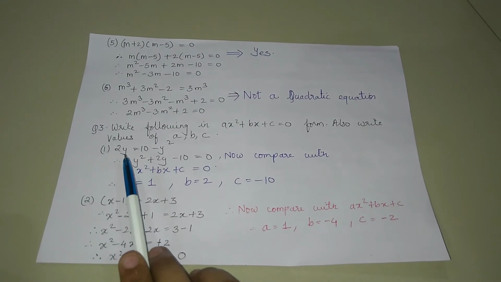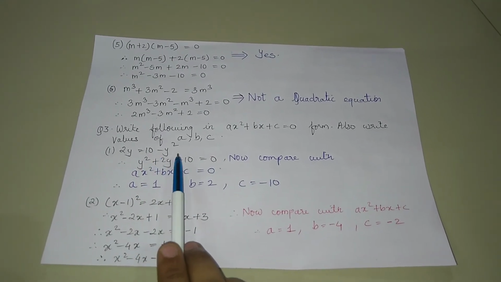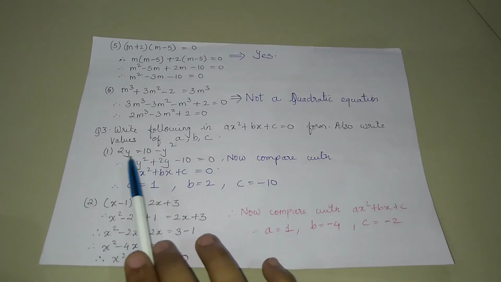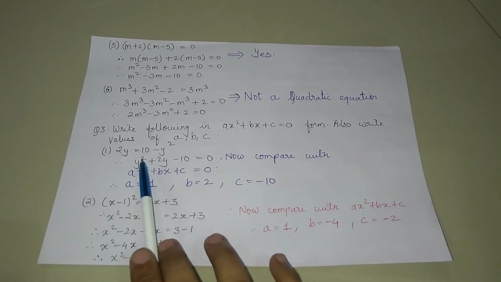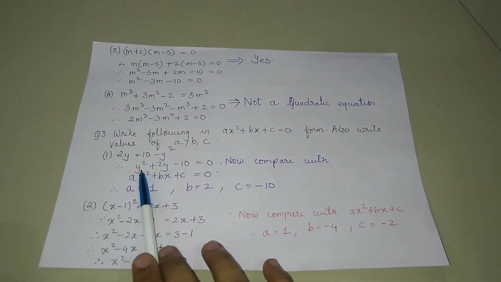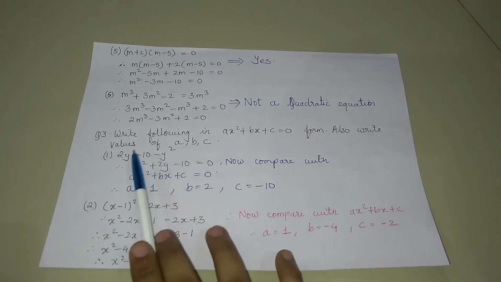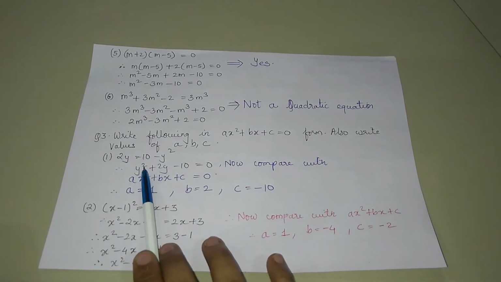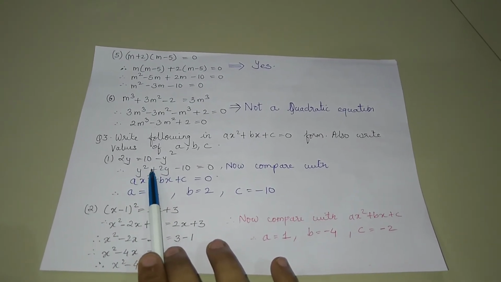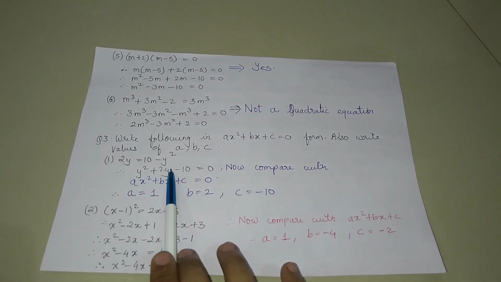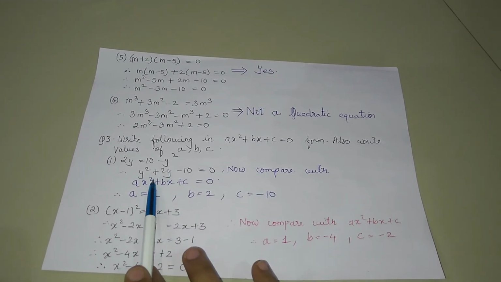Okay, so it's 2y is equals to 10 minus y square. So we have to first simplify this equation. How will you simplify? I have taken this y square to this side, so y square plus 2y minus 10 is equals to 0. This is the simplified form now.